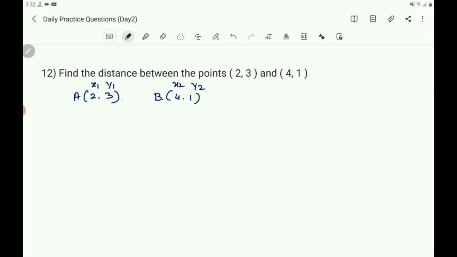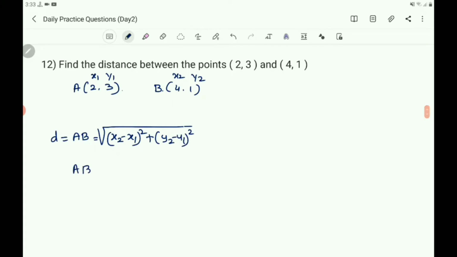Now here you have to find the distance AB. Or you can also take the points as P and Q; the distance between P and Q is PQ. If you take the distance between A and B, that is AB. So what is the distance formula? That is the whole root of x2 minus x1 whole square plus y2 minus y1 whole square.